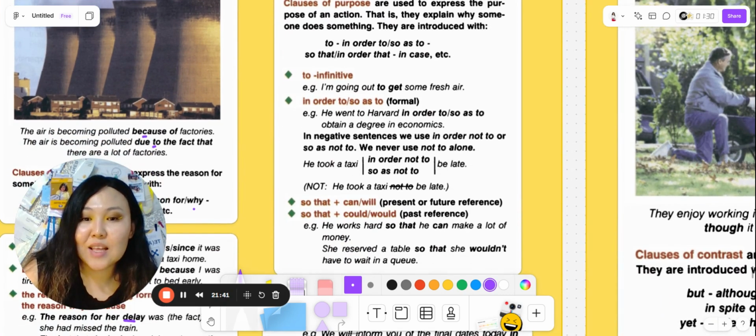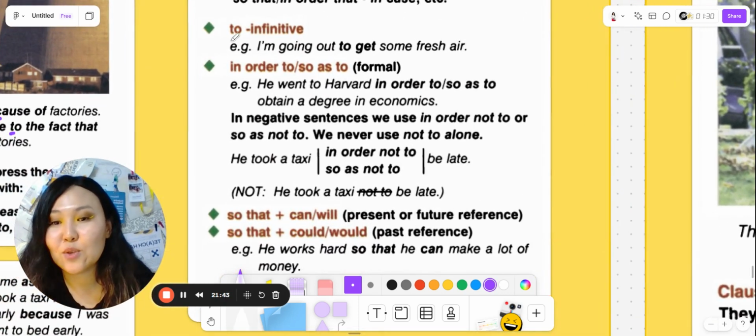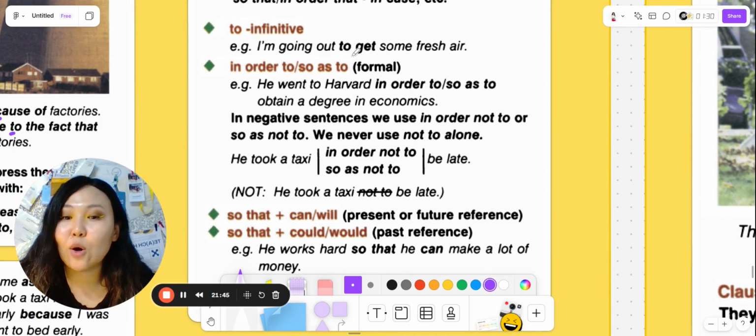Okay, so let's look at the first one too. I'm going out to get some fresh air. In order to, so as to, formal. He went to Harvard in order to obtain a degree in economics. He went to Harvard so as to obtain a degree in economics.